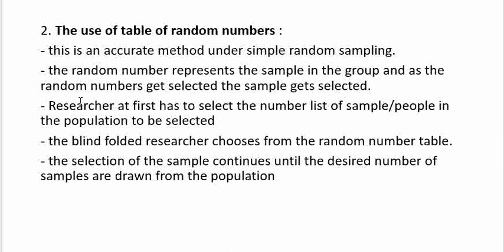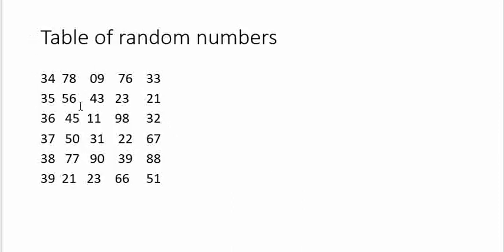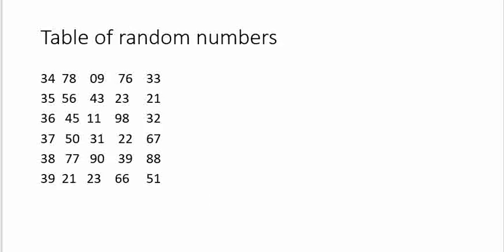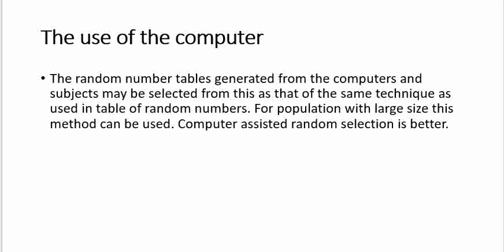Here the random numbers will be written down and the researcher will be blindfolded, and then they randomly select the number of the samples. So this will be the table of random numbers. Randomly they will point out to the samples and those samples will be randomly selected. Equal chance is given. This is how the samples are selected. So next is use of the computers. Here the same random numbers will be used, but computers will be used in this method.